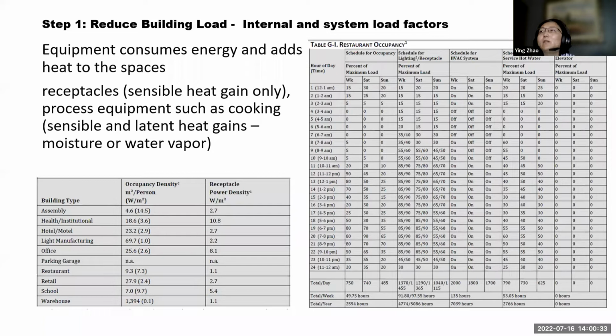So here the slide shows some typical receptacle power densities of typical building types. For example, assembly is pretty low, but you can see the healthcare building has a lot of equipment and a higher receptacle load. And the office probably has dense computers and servers, so it has a higher receptacle power load.